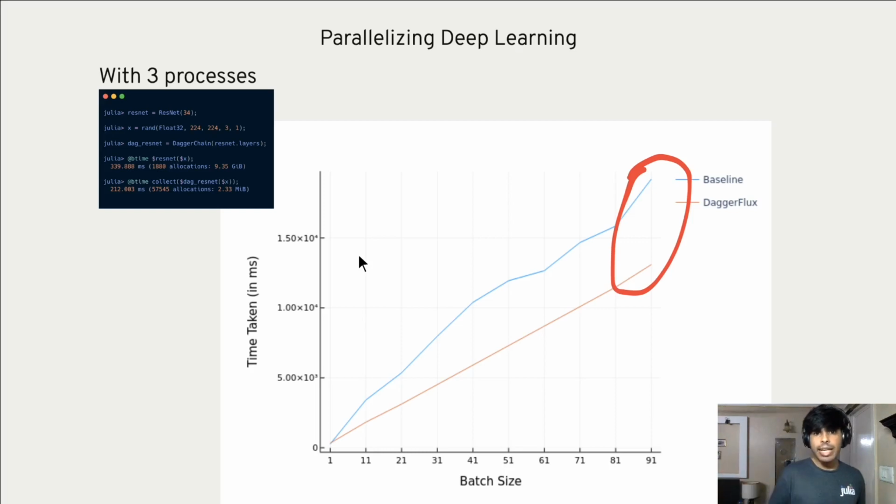Notice how in the end we see a divergence between our baseline implementation as well as DaggerFlux, which shows that our computational bounds are extremely well managed with Dagger. Also, it means that we have a very predictable performance profile. Notice how even though the baseline is fairly linear, there are certain ups and downs, whereas Dagger is incredibly linear.